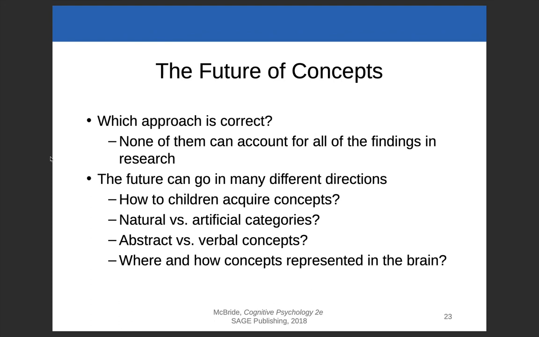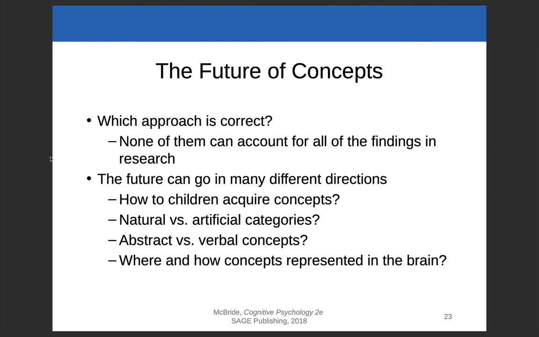Which of these approaches is correct? Well, it's hard to say. We don't know. Prototypes, exemplars, world knowledge base, networks, feature processing. None of these approaches can account for all of the findings. So there's a lot more research to do.